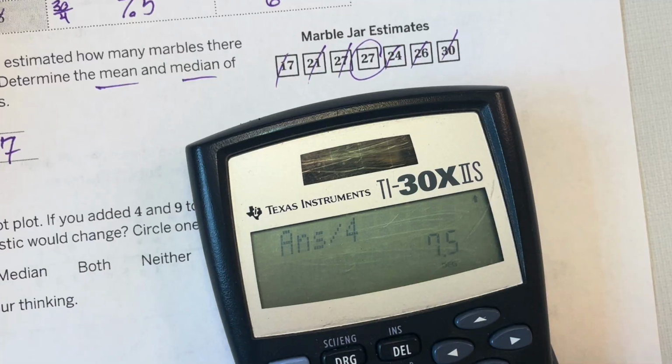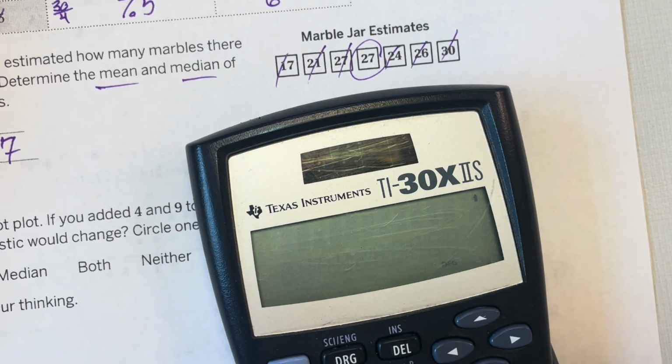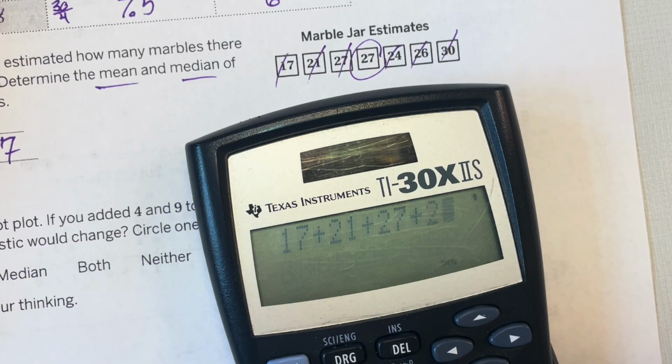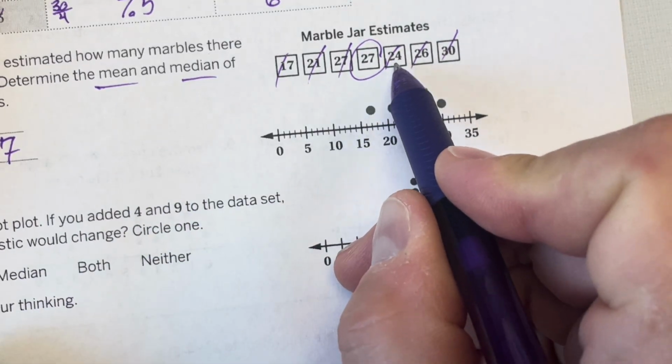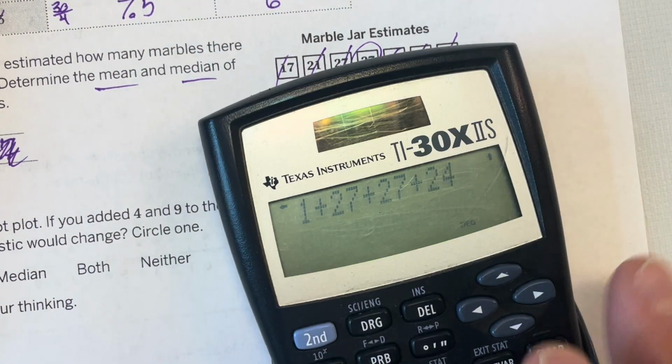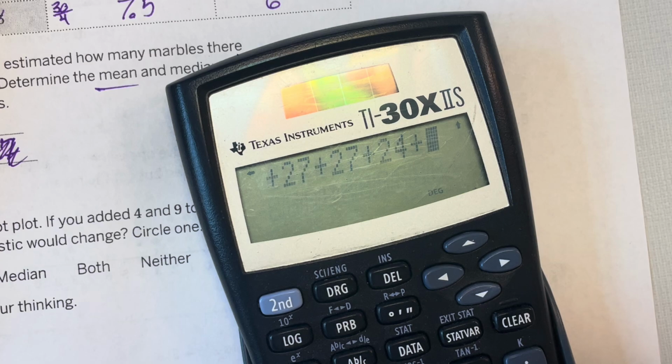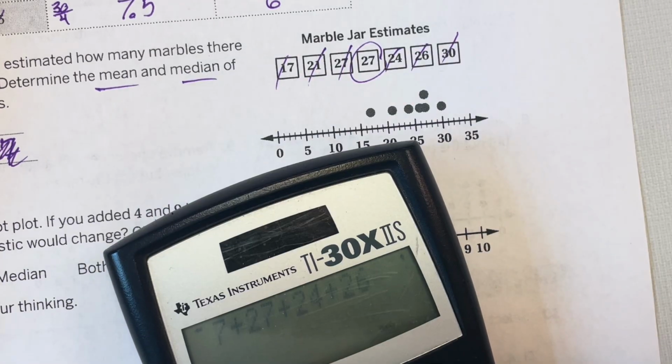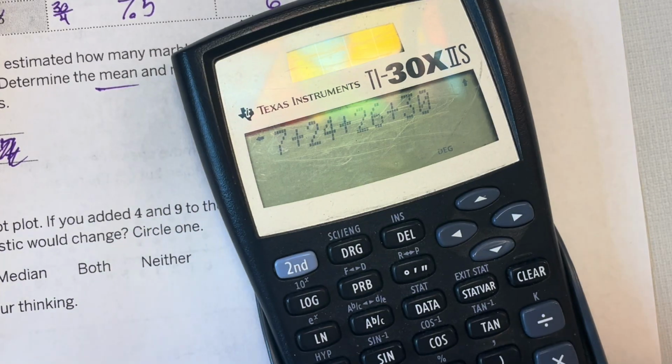gotta add them up. All right, so we've got 7 of these, so 17 plus 21 plus 27 plus 27 plus 24. That was not in numerical order. I got to redo that. 27 is not the middle. Okay, 24 plus 26 plus 30. Okay, anyway, so we got 172.